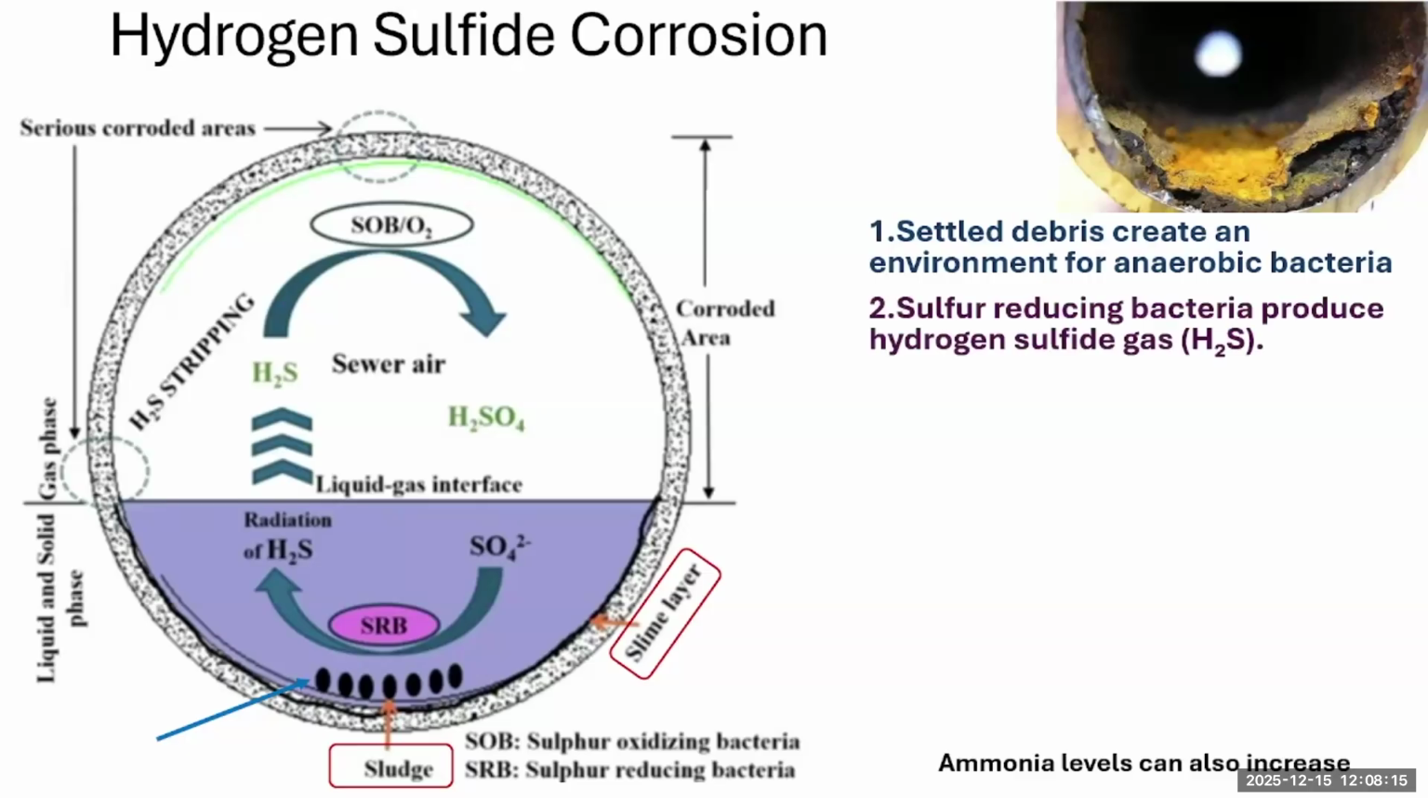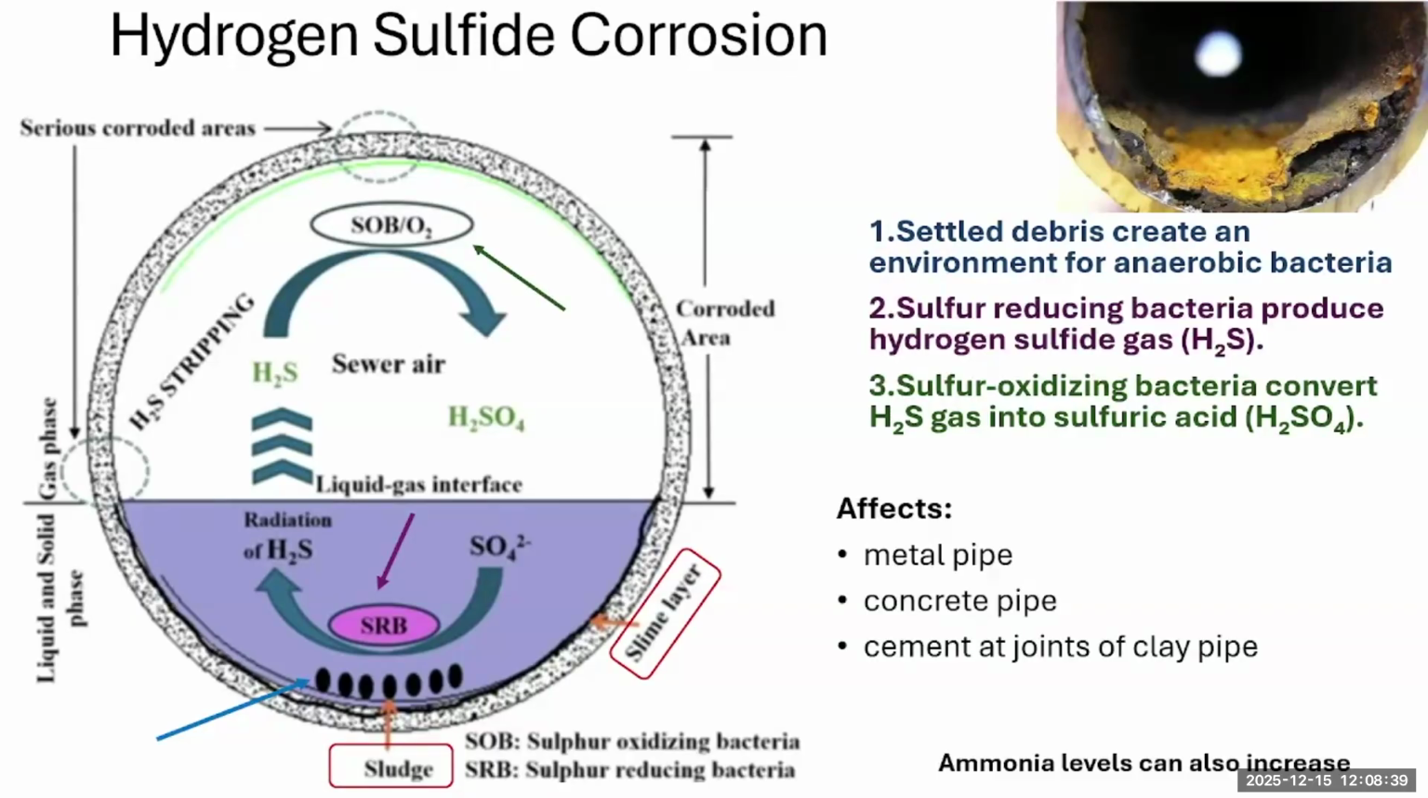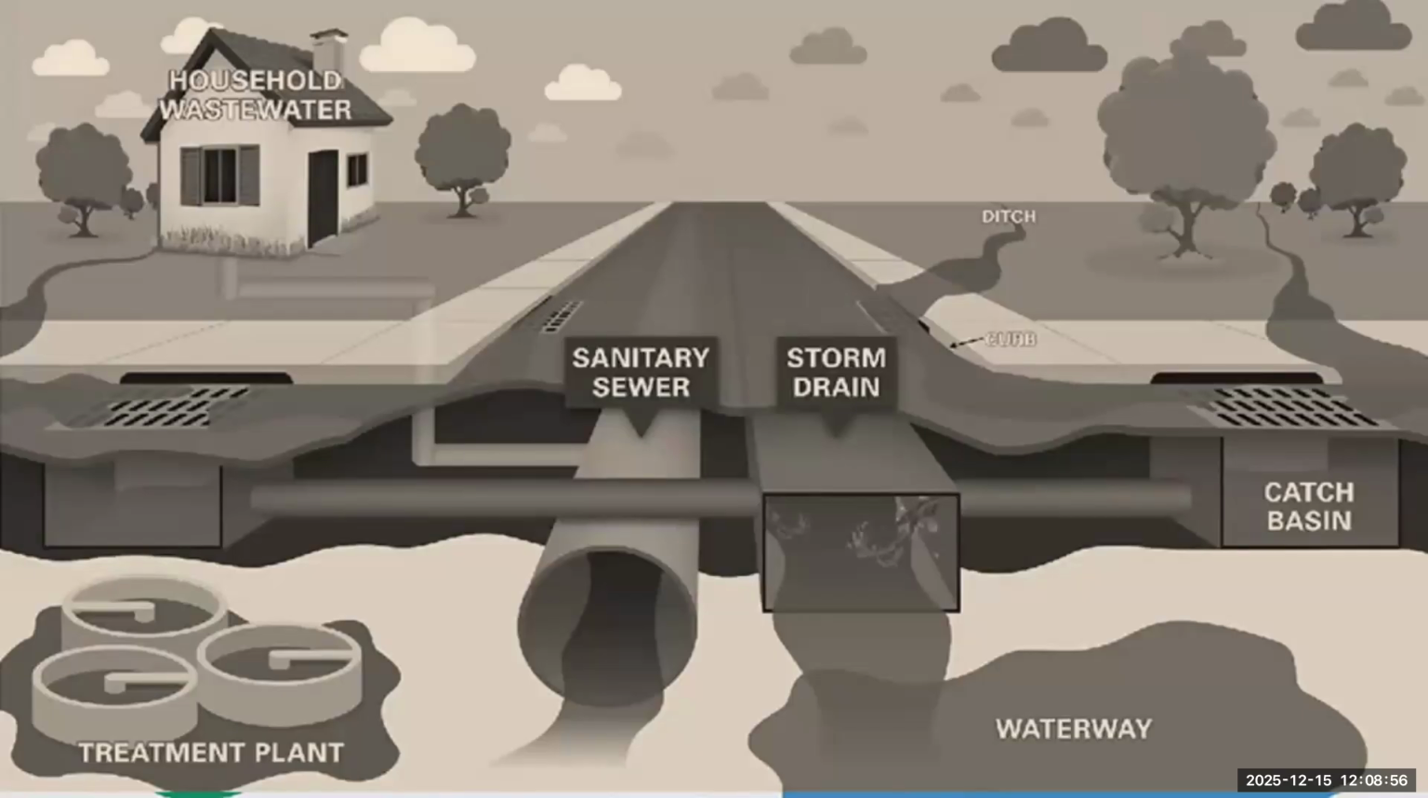Sulfur reducing bacteria in the pipe can produce hydrogen sulfide gas, and then sulfur oxidizing bacteria convert that hydrogen sulfide gas into sulfuric acid. Sulfuric acid is going to work on the pipes and cause corrosion. That corrosion can affect metal pipes, concrete pipes, and the cement joints of clay pipes. We can also experience an increase in ammonia levels through this process. So it's just showing that these things can cause our assets to deteriorate.